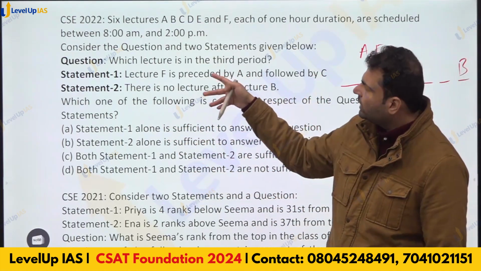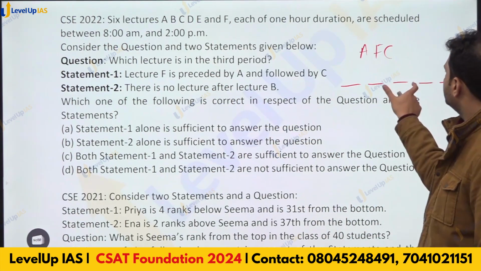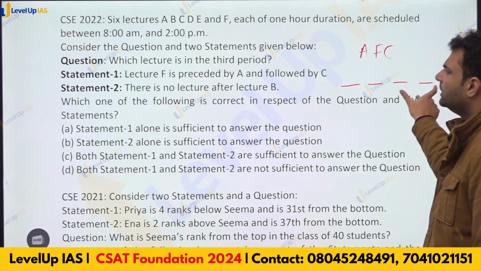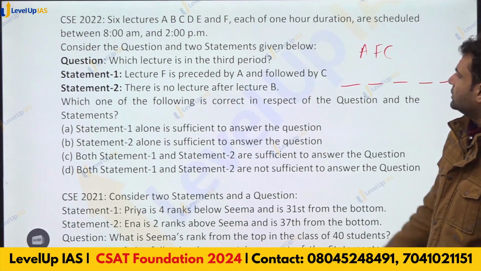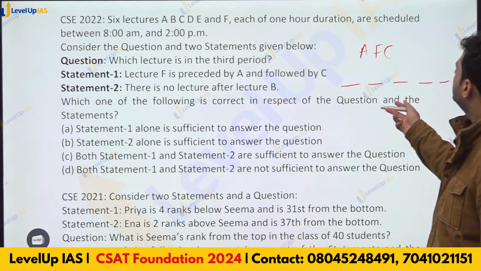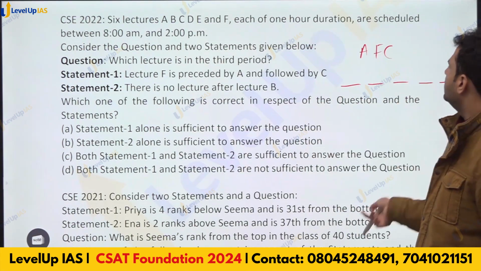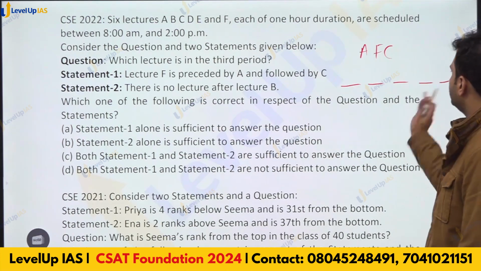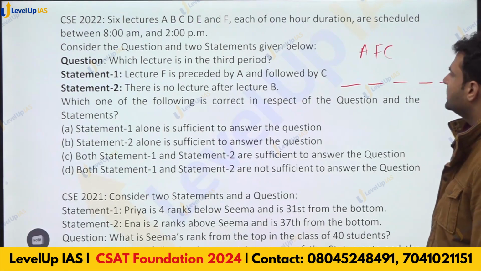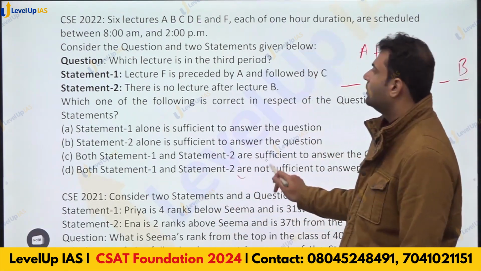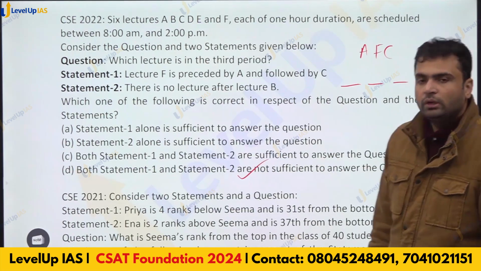But what if we have this information together? Then AFC can come here, can come here, can come here. Still we cannot answer, right? There is no lecture after B. So B is here. We have AFC here, and there are other options like D and E, about which there is absolutely no information, and they can come anywhere. So yeah, that should be the answer, that both the statements are not sufficient because the information given is too little.